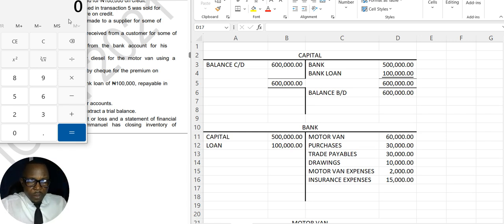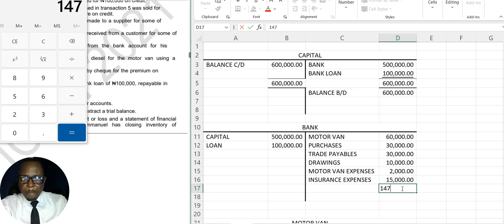All right, we have 60 plus 30 plus 30 plus 10 plus 2, then plus 15. What's the total? 147. So our total here is 147. This is how to close off each of the ledgers.